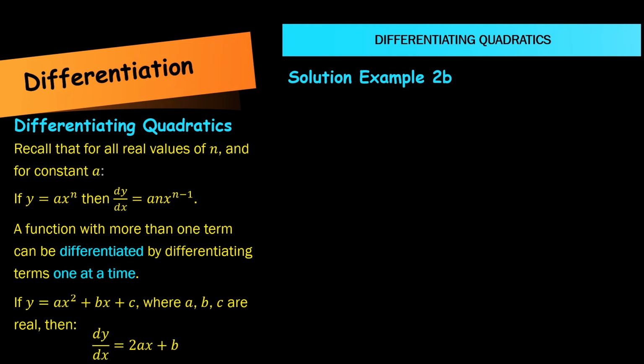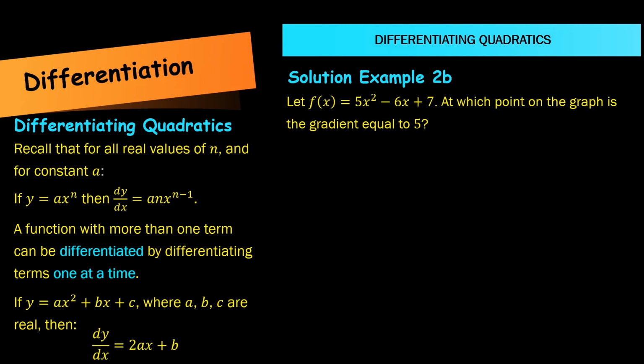Now let's solve example 2b. Let f of x equal 5x squared minus 6x plus 7, at which point on the graph is the gradient equal to 5? So let's solve this. Now if y equals our given quadratic, then dy dx equals 10x minus 6. Here's our quadratic, and here's dy dx.